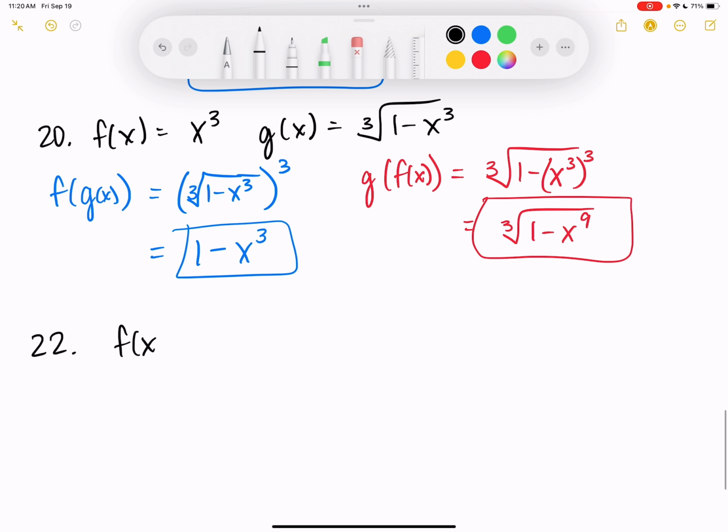22. F of x is equal to 1 over x plus 1. G of x is equal to 1 over x minus 1. So this one's going to be a little bit more involved.